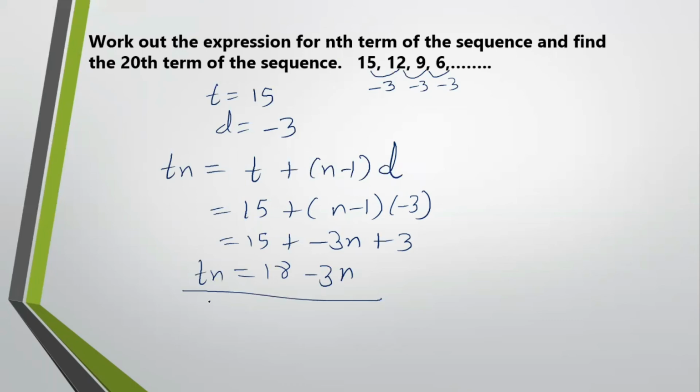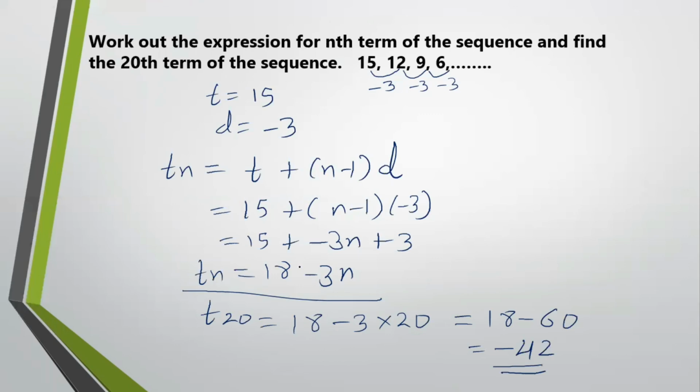And 18 minus 3n is your nth term. Okay. Then you are asked to find the 20th term. So T20 is equal to 18 minus 3 multiplied by 20, which is 18 minus 60, and that is minus 42. So if you know the nth term formula, we can find the thousandth or any term, just putting the position in the formula and you get any term which is being asked. So 20th term here is minus 42.